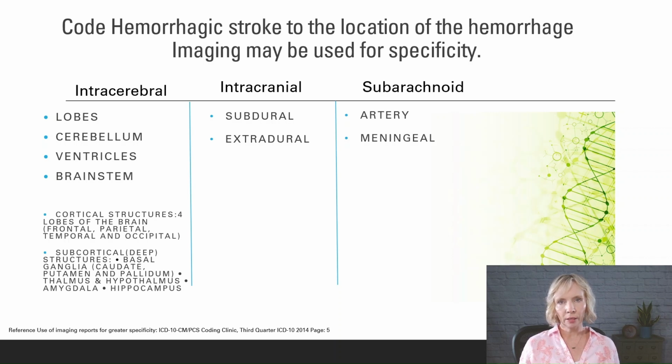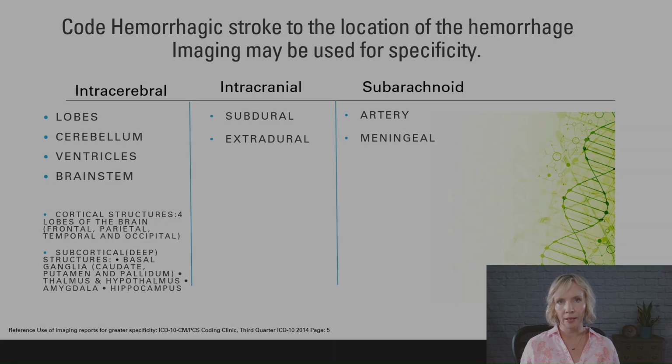Subarachnoid bleeding typically occurs when an aneurysm ruptures, and codes in this category also specify the particular vessel that is ruptured. If the physician has not specified the specific location of the bleeding, it is okay to refer to imaging reports to determine the location so that a more specific code can be assigned.